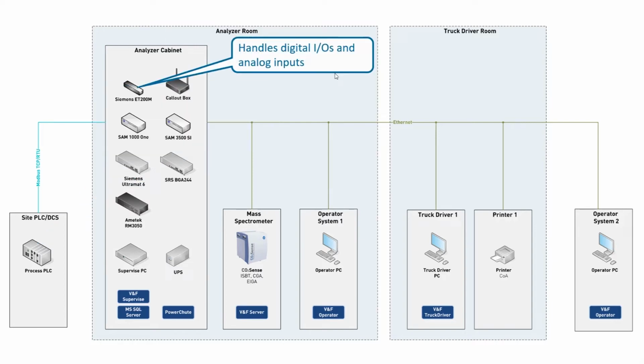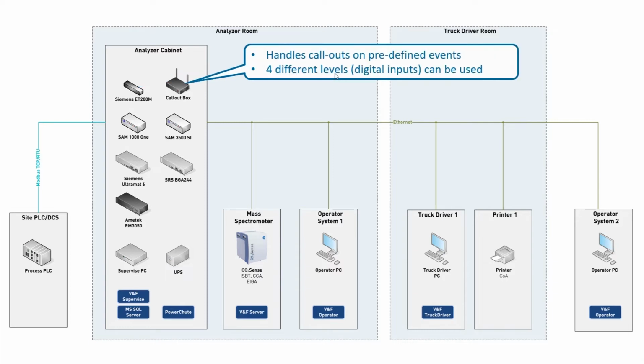The Siemens ET200 handles the digital inputs and outputs and analog inputs. Fill levels of calibration gases, alarms from the CO2 and O2 monitors, and ambient air temperatures are examples for such signals. The callout box handles callouts on predefined events. 4 different callout levels can be used, where certain alarms can be assigned to one of the 4 callout levels.